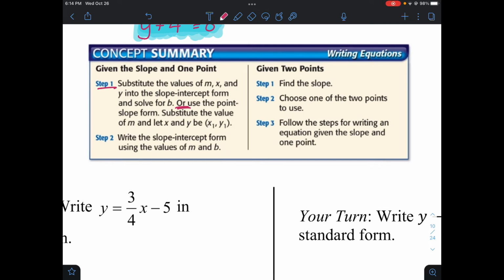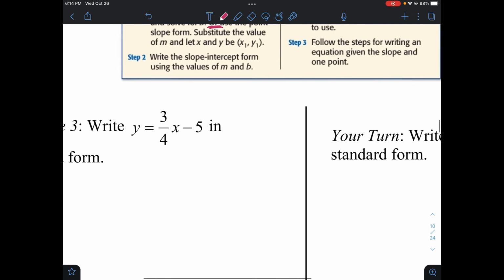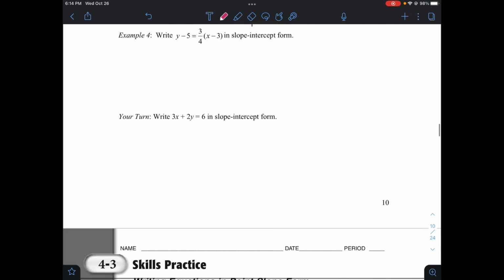If you are given 2 points, those are the 3 simple steps we followed the other day. You had to find the slope, choose one of the 2 points and your slope and write that to find b, and then finally you write your equation. All right, so we have 2 more examples?